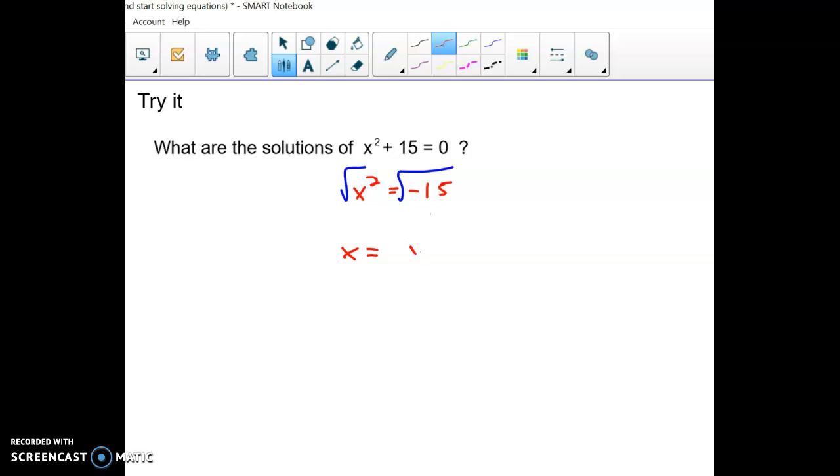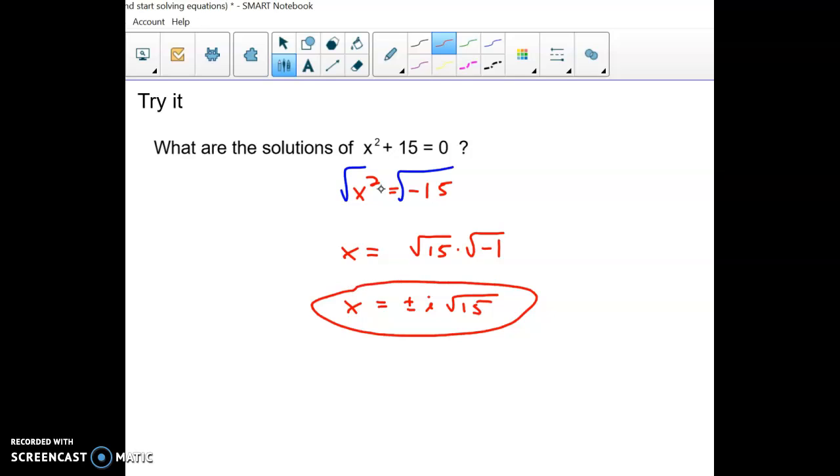So for negative 15, I'm going to split the negative part off, and that's going to become i. And then for 15, there's no perfect squares that divide 15. So my answer here is just going to be plus or minus i and then square root 15. And those are my two solutions to that quadratic equation.